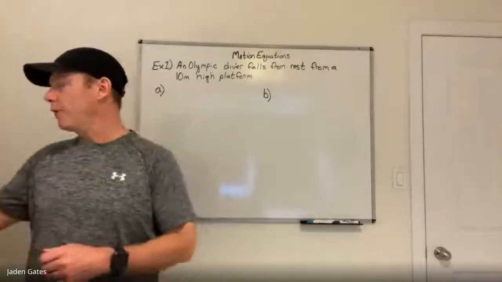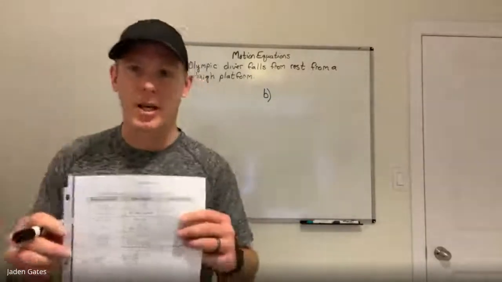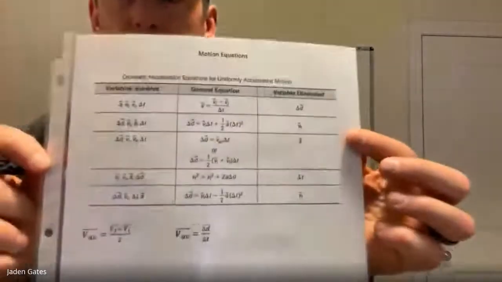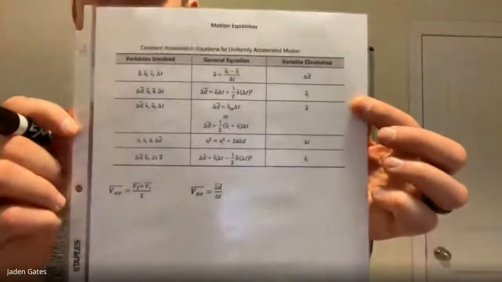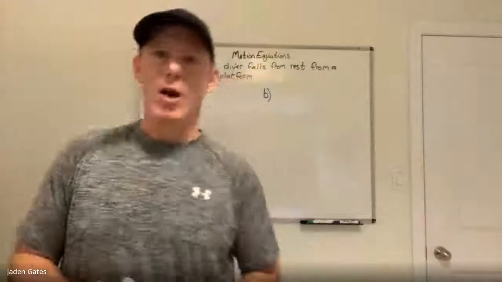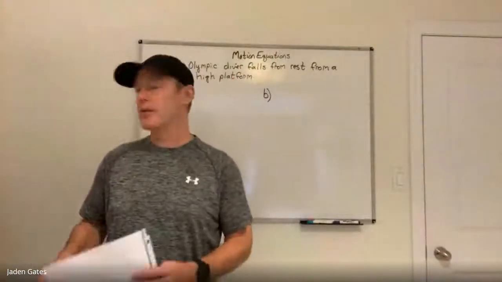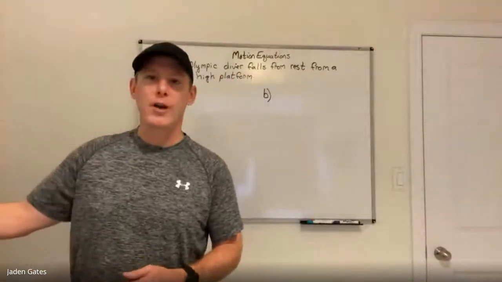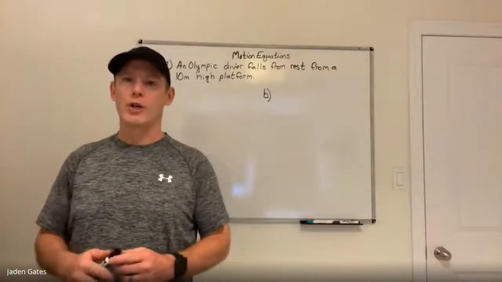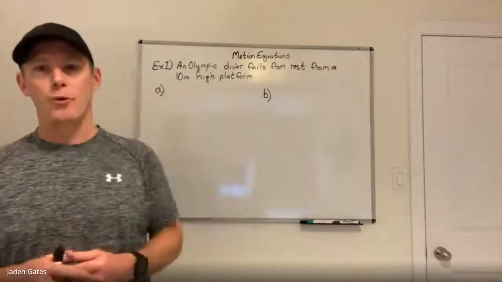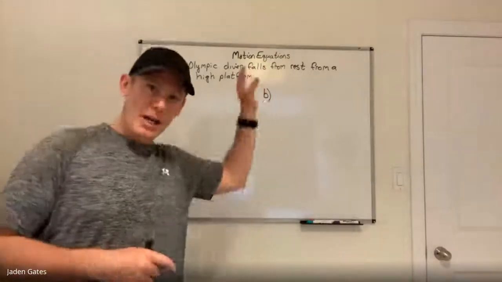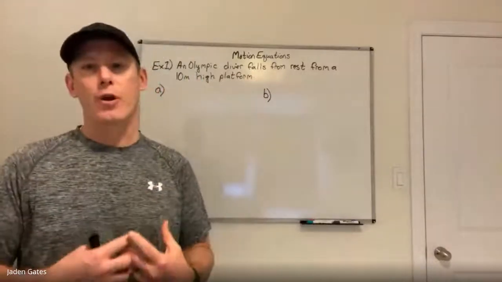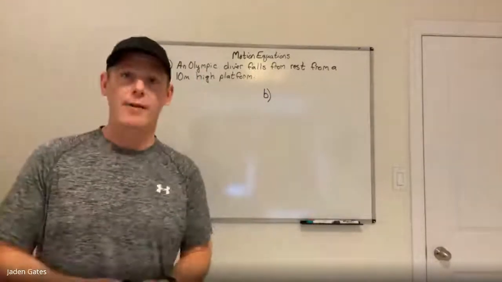All right, so hopefully what you've done, because this is the easiest way to go about it, is that you've printed off the motion equation sheet that I posted on Google Classroom. Typically, students struggle with figuring out which equation they're going to use. So that's what I'm going to try to help you with: how do we get our variables and then make those variables decide which equation we have to use.